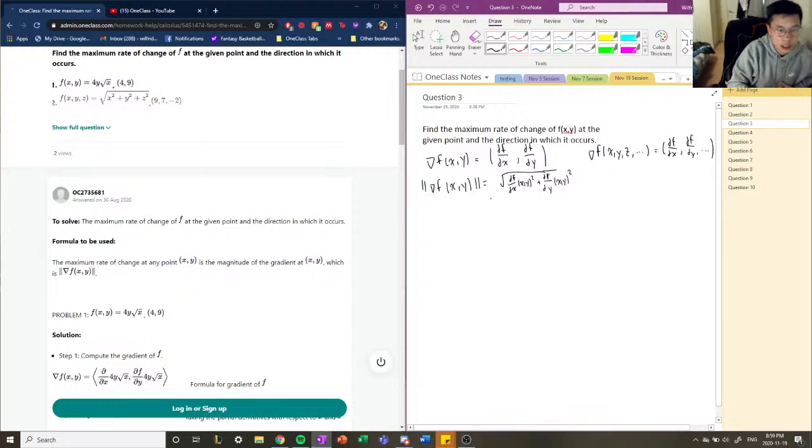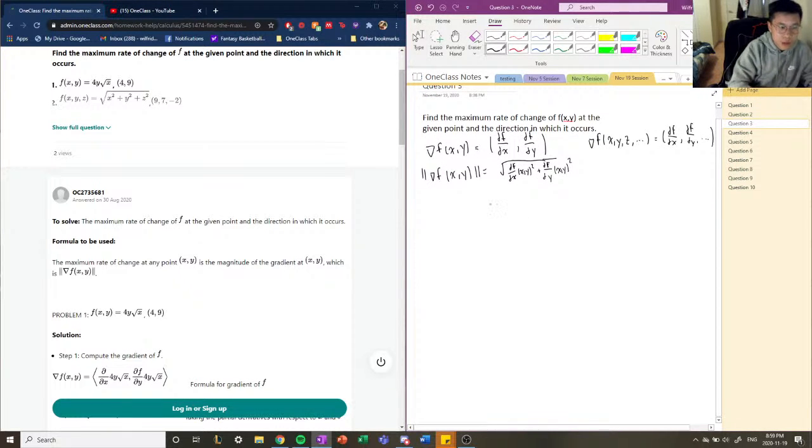The question here gives us two functions, so I'll be working through both of them today. Let's work through the first one first.